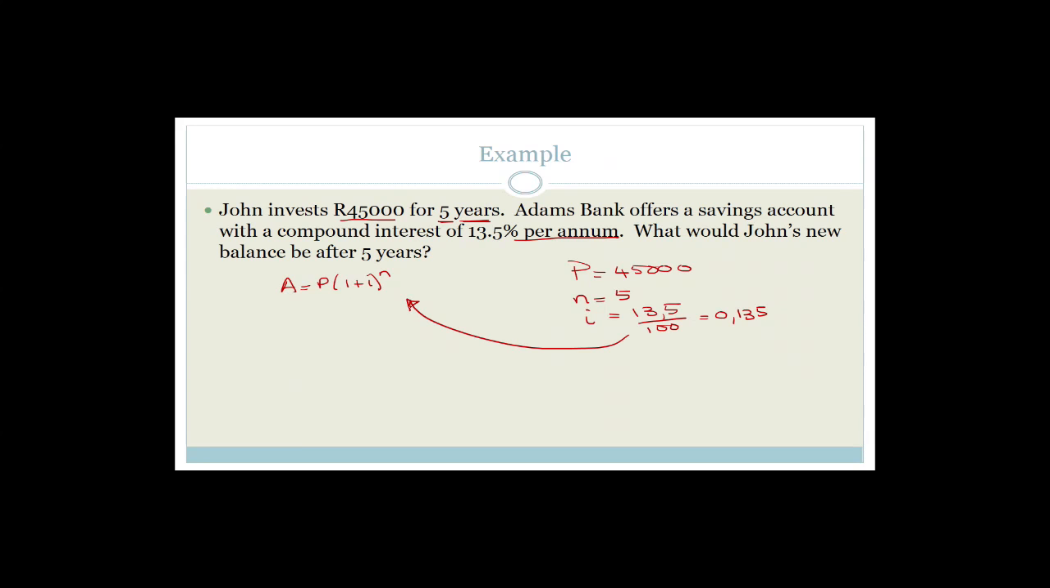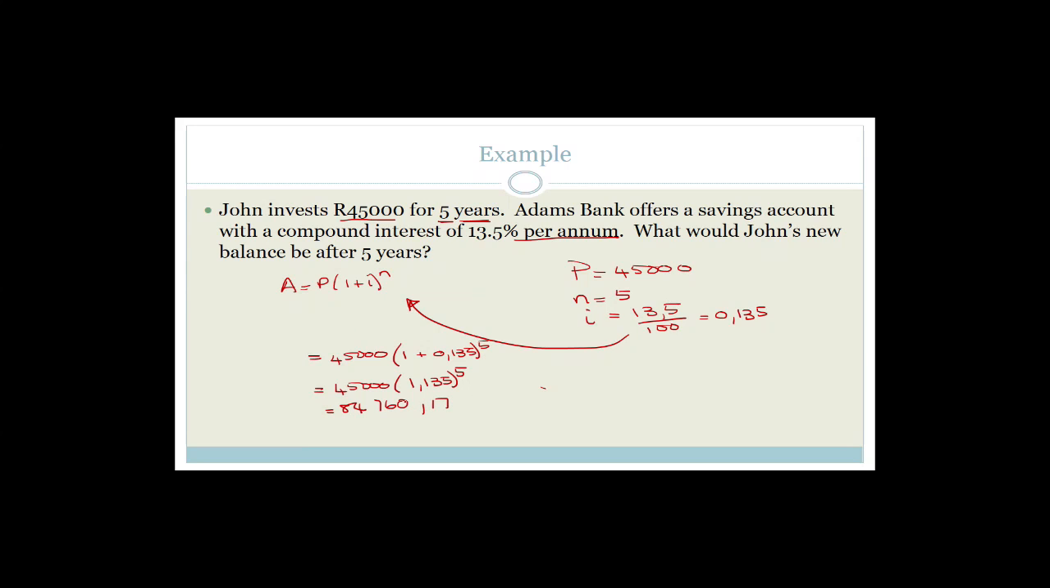Now we can substitute into this because I want to know what John's savings balance is after that. So this time it's 45,000 times (1 plus 0.135), all to the power of 5. So that becomes 45,000 times 1.135 to the power of 5. We go 1.135 to the power of 5, and then we multiply it with 45,000. And that gives you 84,760.17. And there you go.